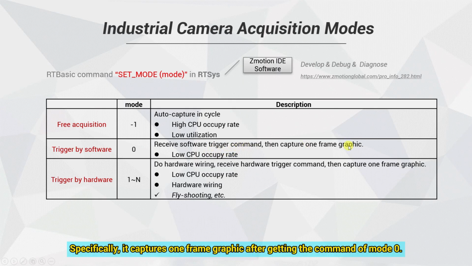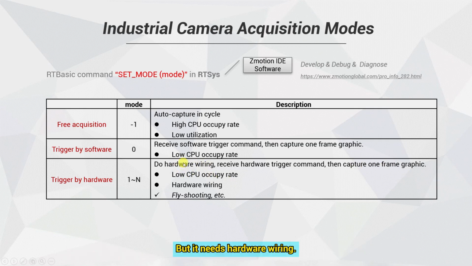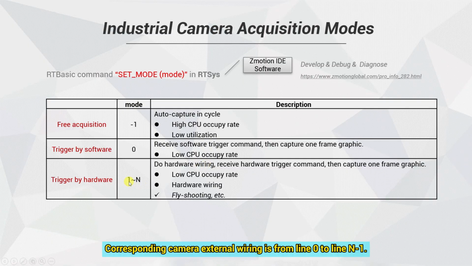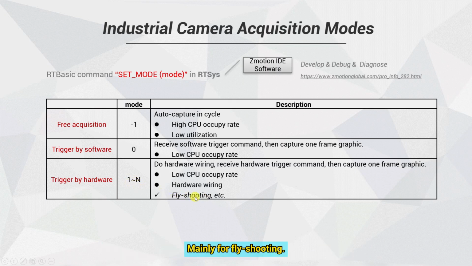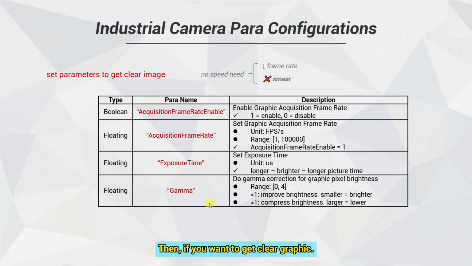Specifically, it captures 1 frame graphic after getting the command of mode 0. If by hardware, same as software, it collects 1 graphic when it receives a trigger signal. But it needs hardware wiring. Set the mode as from 1 to N. Corresponding camera external wiring is from line 0 to line N-1. Mainly for fly shooting.